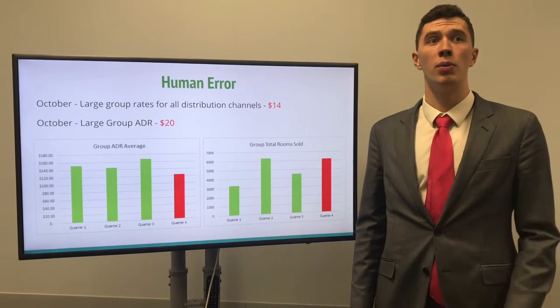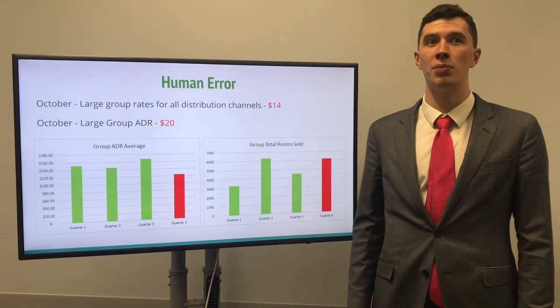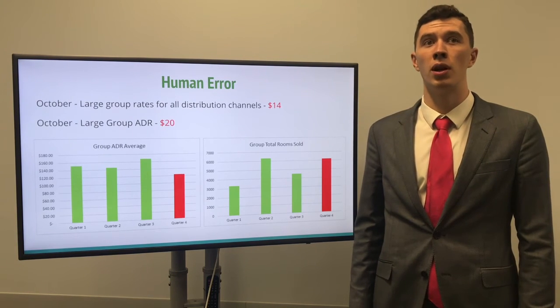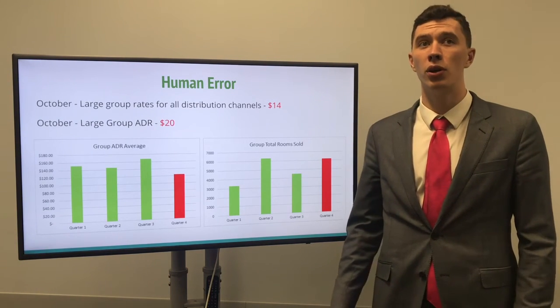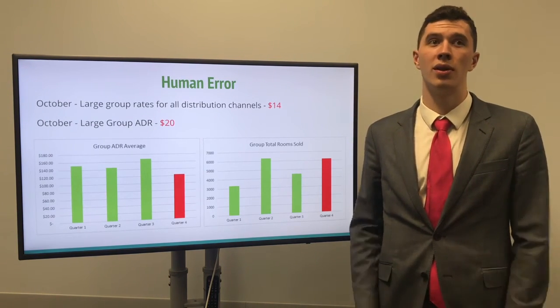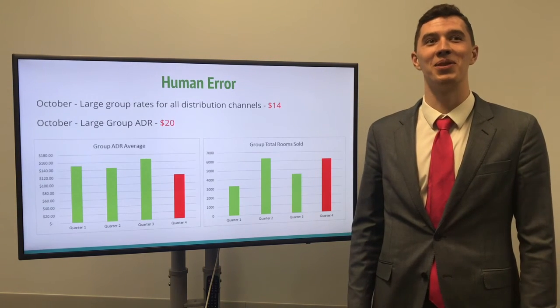In October, we made a large human error. While inputting the large group room rate for October, a mistake was made. Instead of $140, I put just $14. This had rather damaging effects for the hotel.